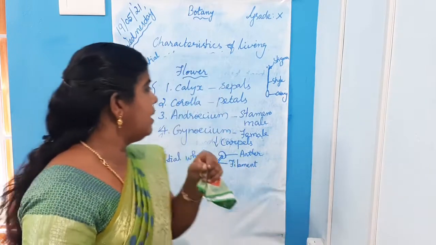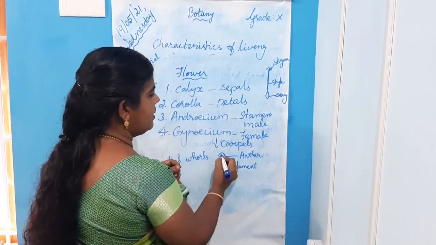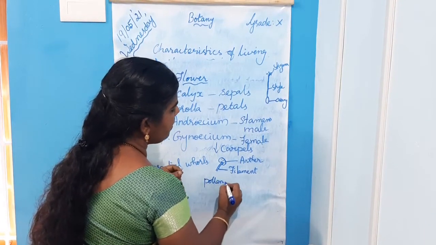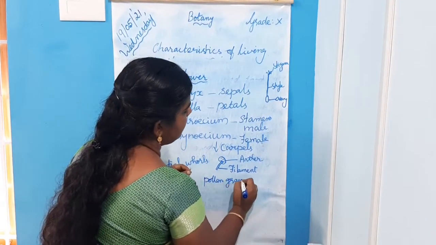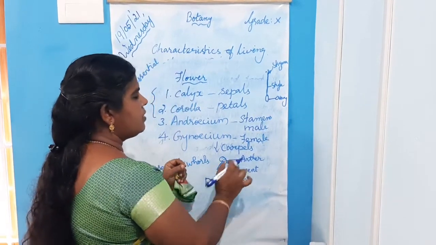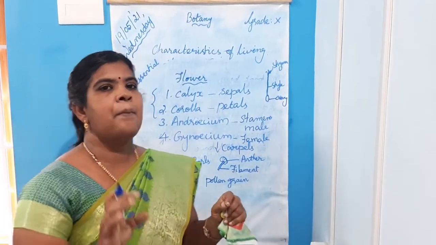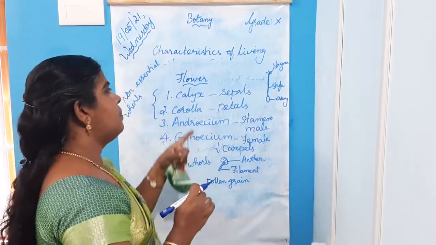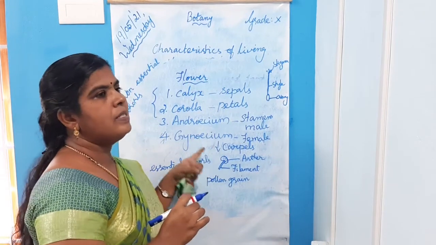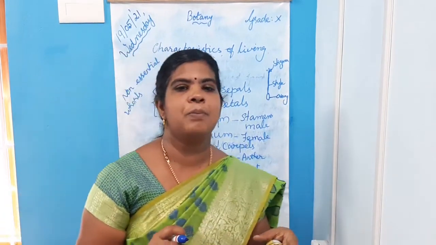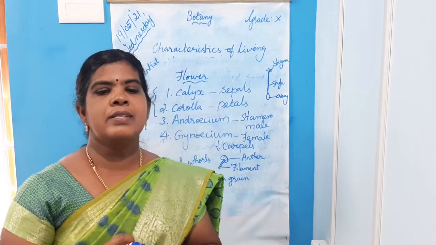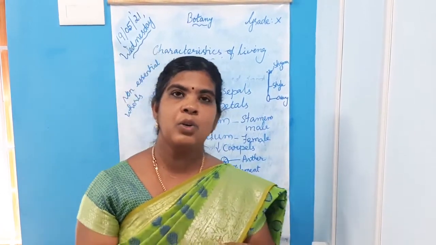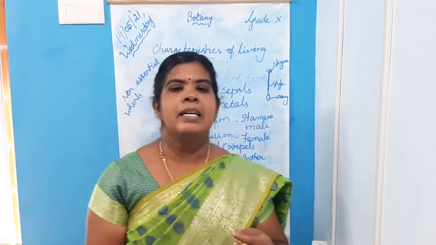You all know about this anther, isn't it? Here, this anther lobe encloses the pollen grain. The anther, or pollen sac, encloses the pollen grain. That is the male part of the flower. So children, you must know the parts of a flower: essential parts and non-essential parts. The non-essential parts do not take part directly in reproduction.